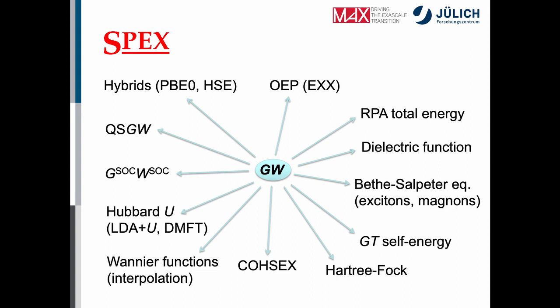The SPEX code is an implementation of the GW method. Over the years, we have added further functionalities. QSGW, which is a self-consistent version of GW, a combination of GW with spin-orbit coupling, a new self-energy that describes electron-magnon scattering, Hubbard-U parameters, which will be the topic of my second talk, Wannier functions, also Wannier interpolation, hybrid functionals, RPA total energies, Bethe-Salpeter equation for excitons and magnons, and so on.